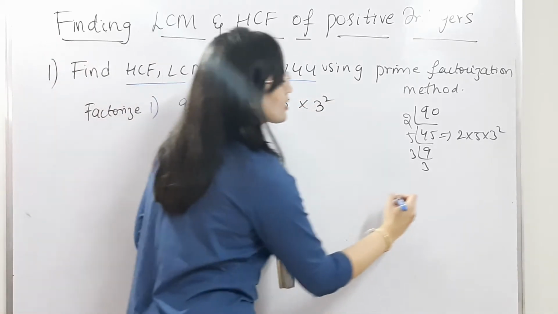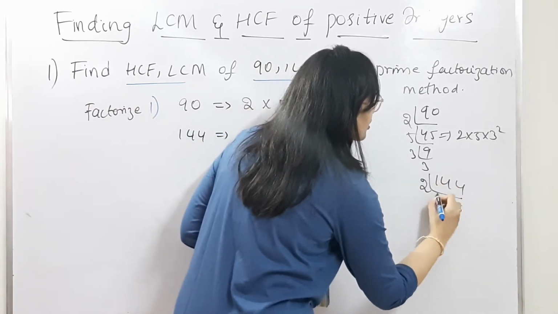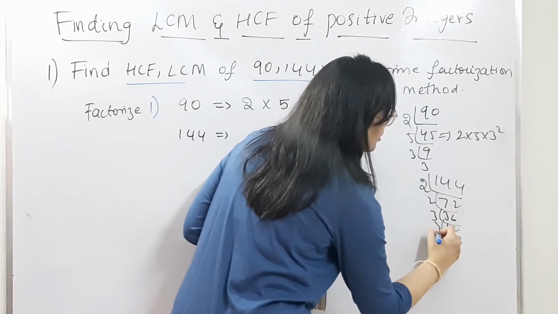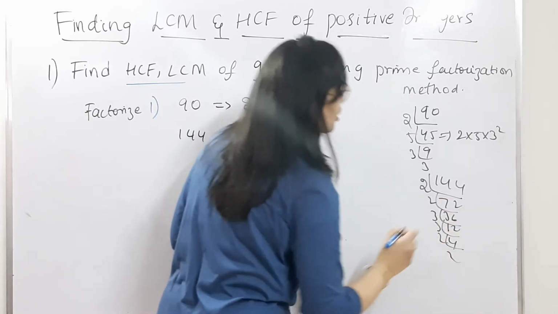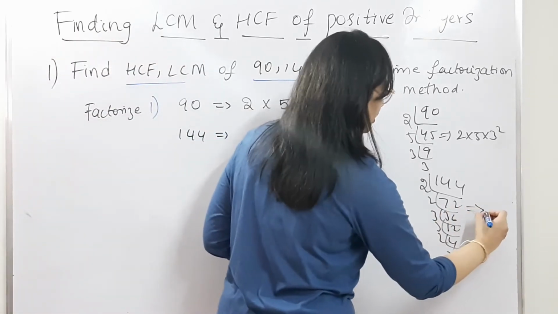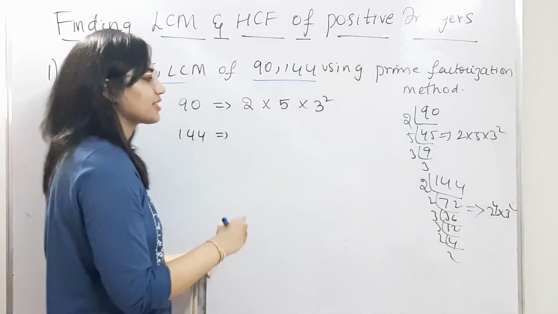Next, what is the prime factorization of 144? We'll say 2 72s are 144, 2 36s are 72, 3 12s are 36, 3 4s are 12, 2 2s are 4. So here we can say the prime factorization of 144 is 2 to the power of 4 into 3 square, right? 6 9s are 144.